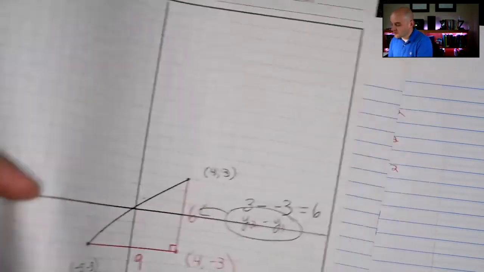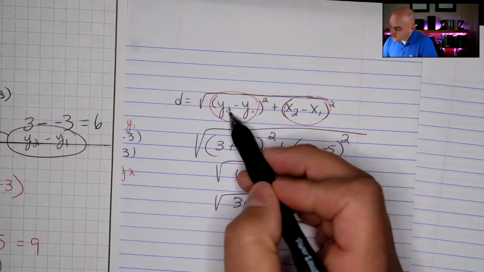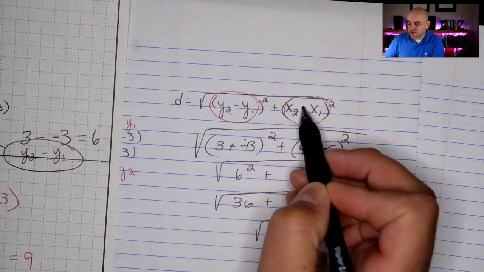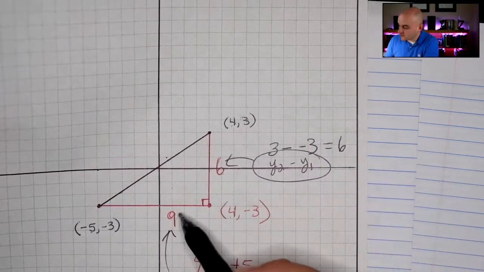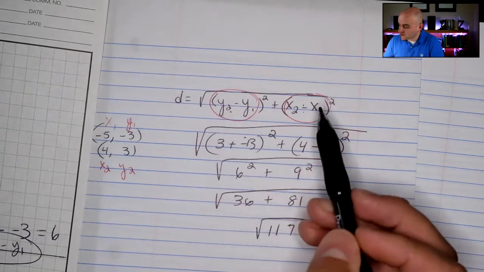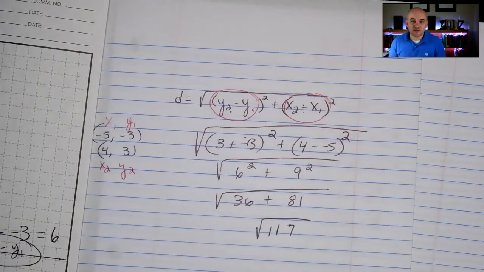And so now when I look at this y2 minus y1 and this x2 minus x1 right here, those are just the sides of a right triangle. You're squaring them, adding them up, and taking the square root. You're doing the Pythagorean theorem whenever you do the distance formula. It's the exact same thing.